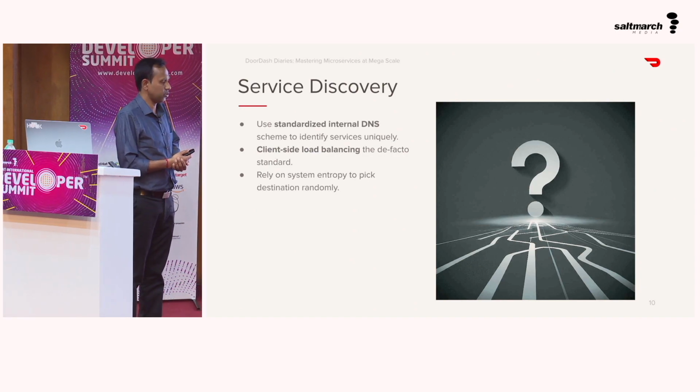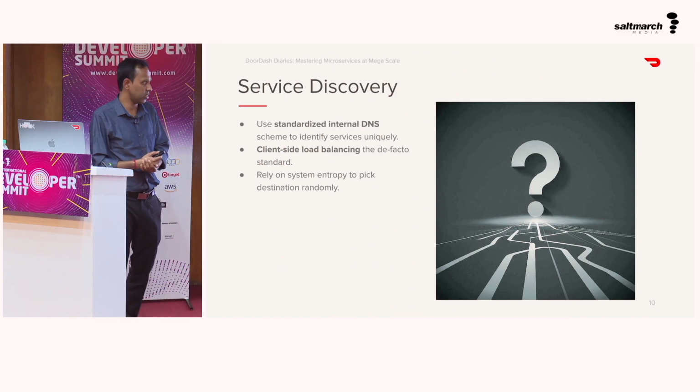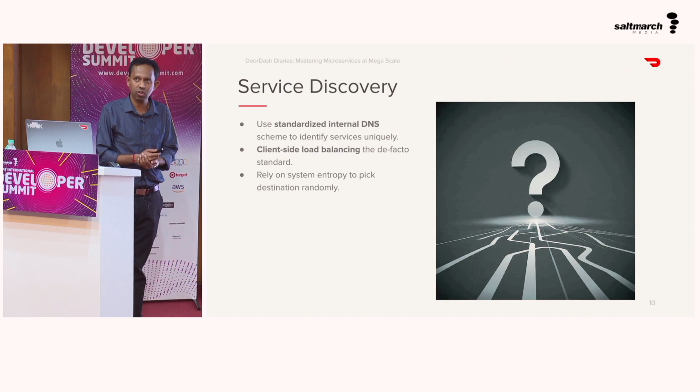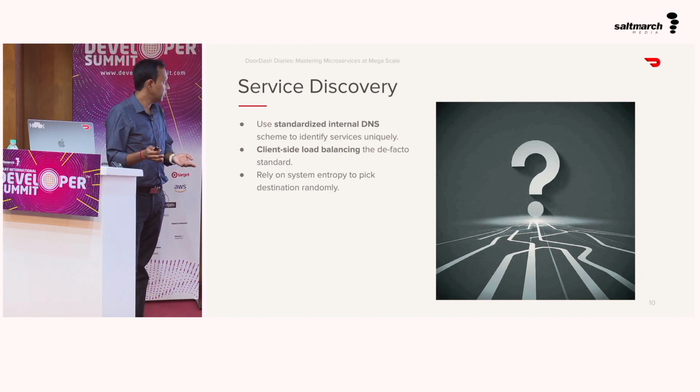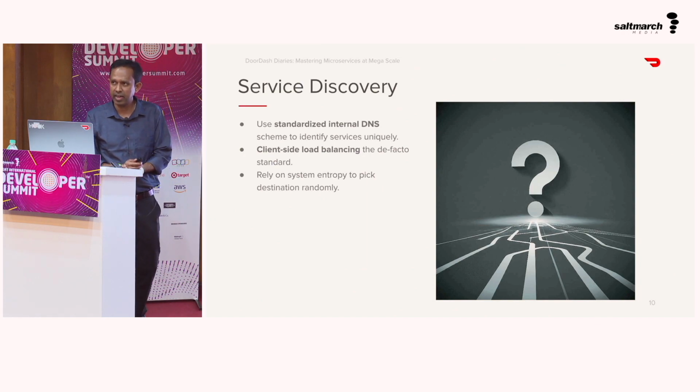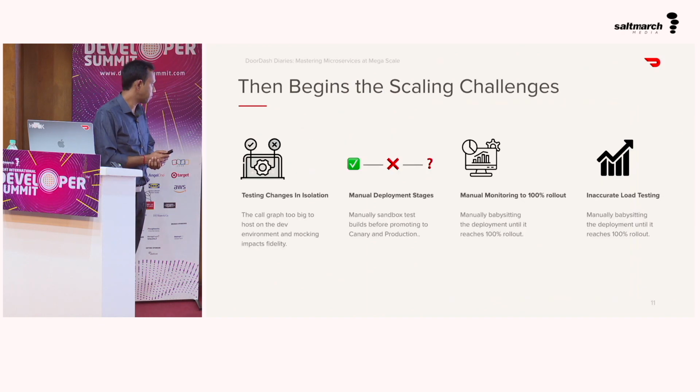This is where the journey began, and quickly you realize: how do services talk to each other? When you have this many services, you need to solve the service discovery problem. The way DoorDash solved it is using a standardized DNS scheme, which is internal to DoorDash. Also using client-side load balancing, where clients do the DNS resolve, keep a small cache of IPs, and rotate through them randomly, relying on system entropy for randomness.